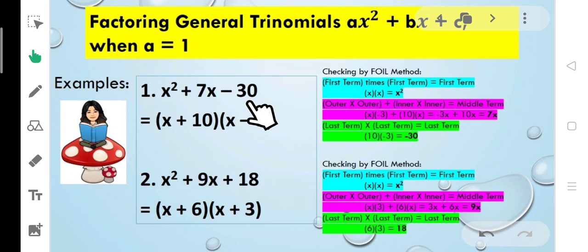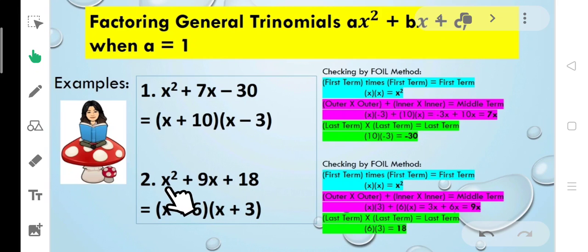So I must use factors of negative 30 in such a way that the sum is the coefficient of the middle term. That is why I'm using positive 10 and negative 3, because positive 10 times negative 3 is negative 30, but when I add 10 and negative 3, the sum is 7. Okay? So that's it. Then number 2, x squared plus 9x plus 18.